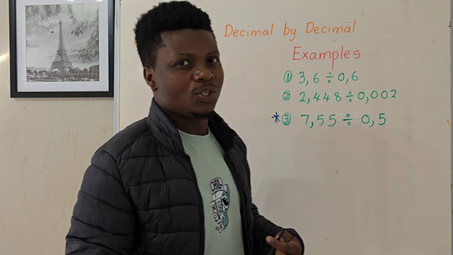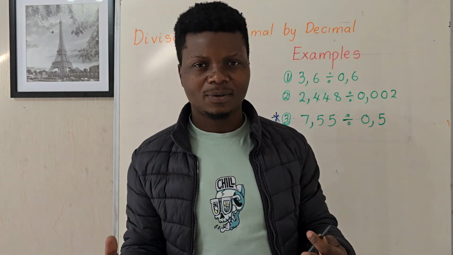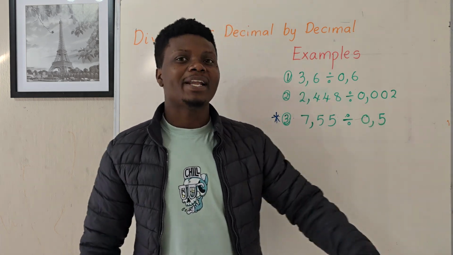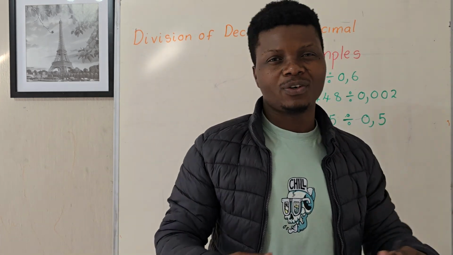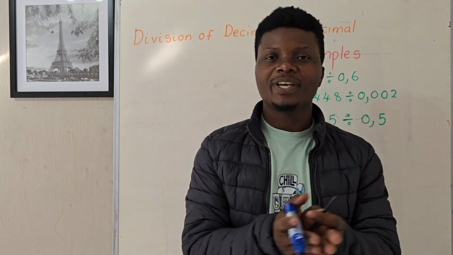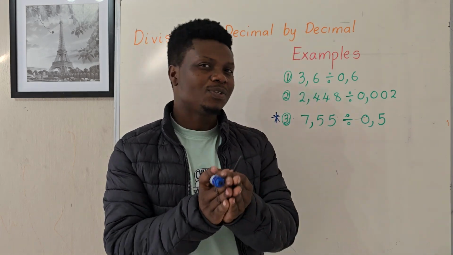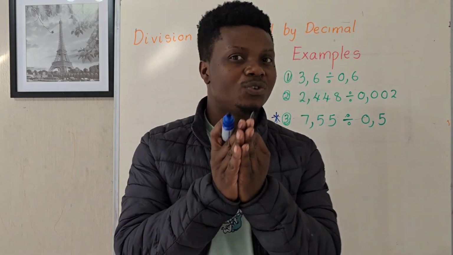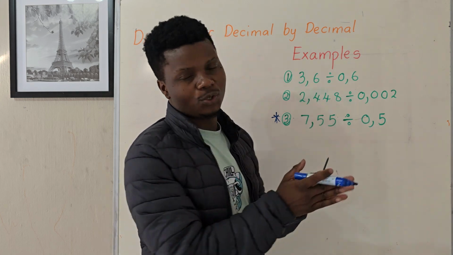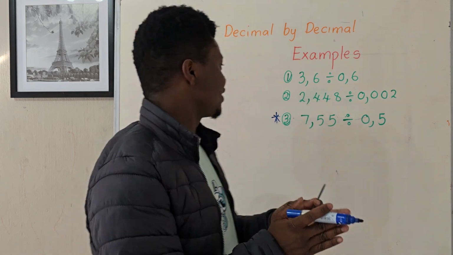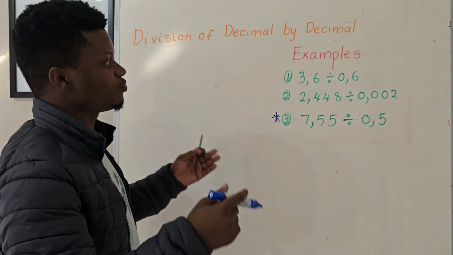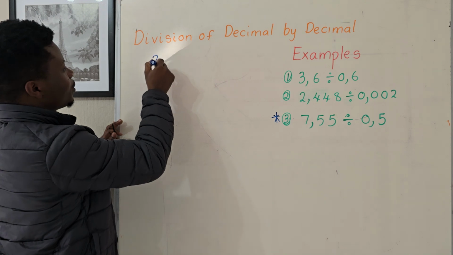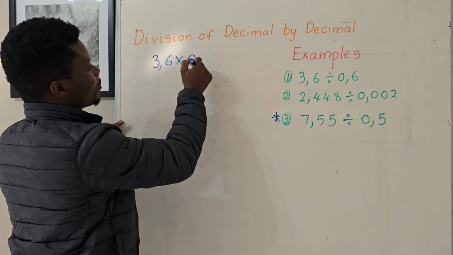The first step when you're dividing a decimal by a decimal: choose the number that has more decimal places and multiply by powers of 10. I think I've made a video on multiplication by powers of 10 and how we can clear out the decimals using powers of 10. If you haven't watched that video, please go and watch it, because you need to know that in order to do decimals. When we're dividing decimals, the first thing we have to do is get rid of those decimal places. The first question is 3.6 divided by 0.6.